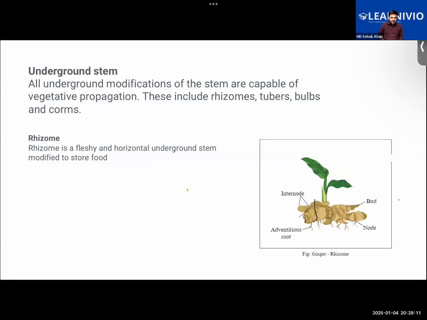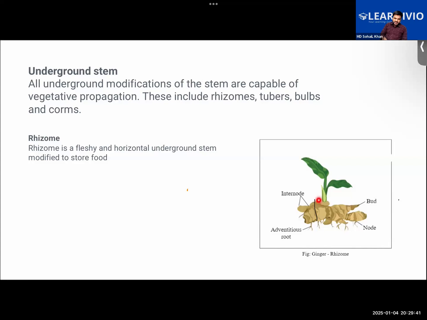Then we have vegetative propagation via the stem also, right? What do we know about the stems? Their function is to act as a pillar for the plant, and they play an important role in the transportation of water and food also. But some of the stems are modified, and they are called modified stems, and they are of different types.